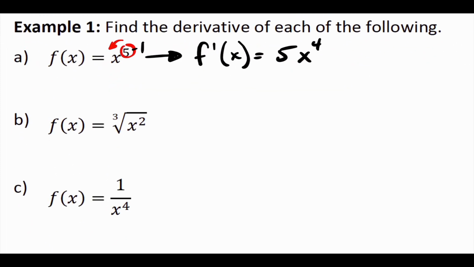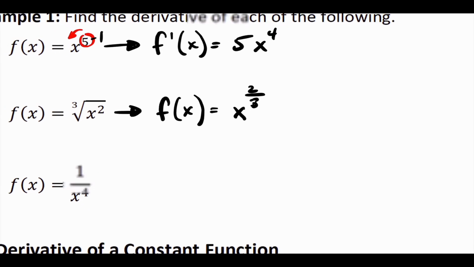So let's do 1b. 1b has a power. What is the power for 1b? Is it squared? Is it to the third? Is it neither? What is this guy's power? 2/3, yeah. If the power goes on top, the root goes on the bottom. So it's actually 2/3.